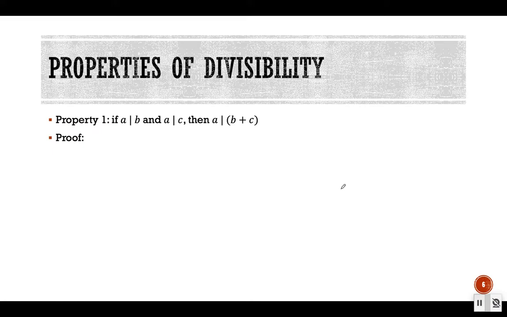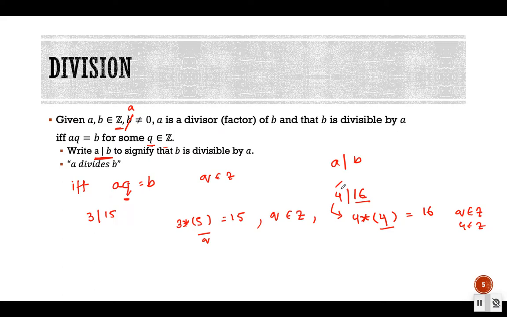So that's what division looks like. Here we are saying that a is not equal to 0, because we cannot divide any number by 0. So for any a which is not 0, we can say that a divides b. It signifies that b is divisible by a, and I can represent b as a times q, where q belongs to the integers.